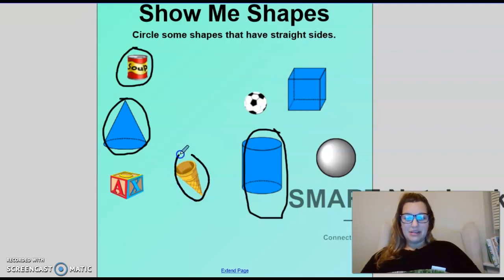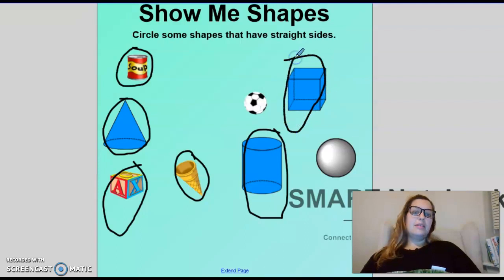Awesome job. Okay. Looking at our block or our cube, which goes along with this one, two cubes, do they have straight sides? Yeah, they do. Look, you can see right here those straight lines. So we're going to go ahead and circle it. Wow, this is a lot of shapes that have straight sides.